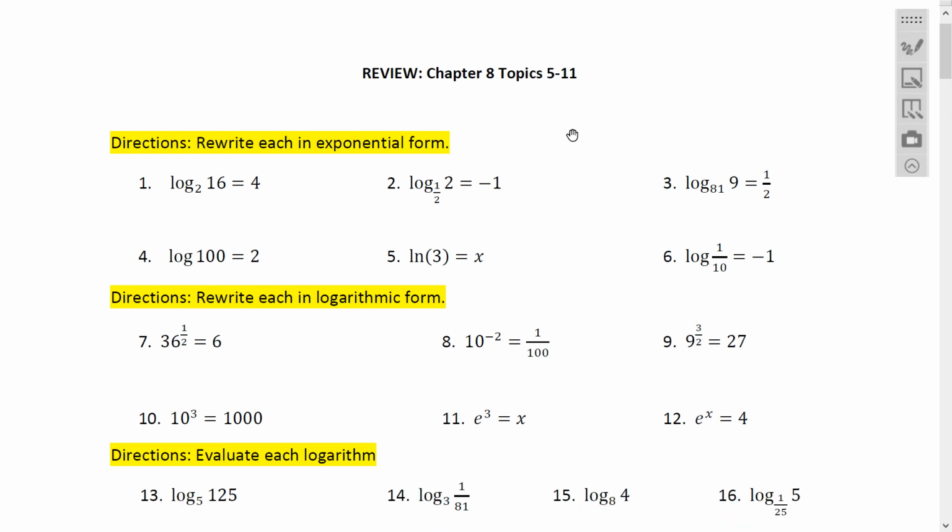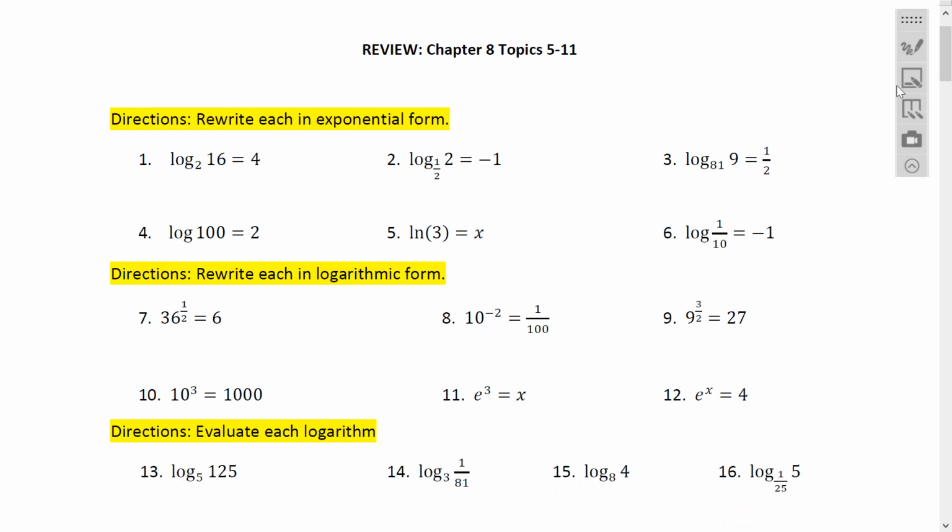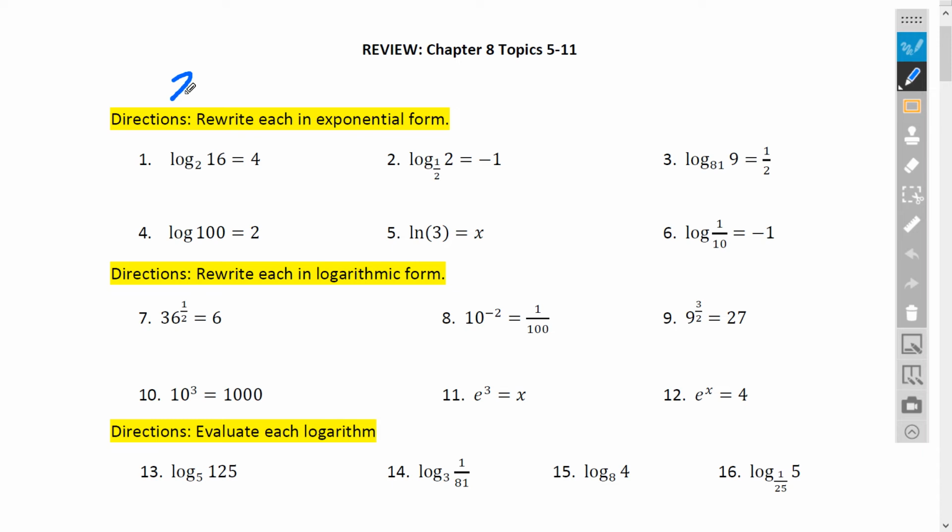All right, today we're going to look at the review over Chapter 8, Topics 5 through 11. The first few are just rewriting into exponential form, pretty straightforward, the relationship between logs and exponents. So for number 1 here, we have 2 to the 4th is equal to 16. That would be exponential form.